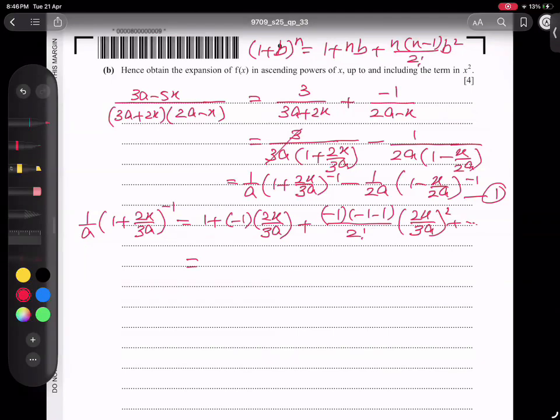So I'm simplifying 1 minus 2x over 3a. And this will cancel out, and I got from here 4x square over 9a square. So this is done. Now I'm going to do the other one, which I'm going to copy the full thing from here.